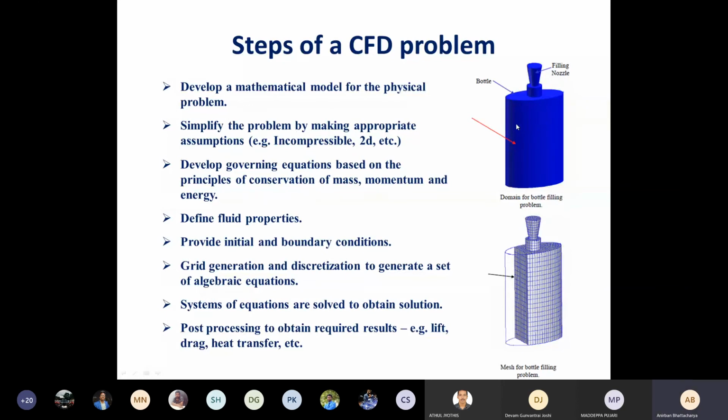You have a bottle which needs to be filled. You have a filling nozzle, and the bottle is filled with a fluid. We want to study this filling problem, how the flow pattern develops inside this. If I want to solve using an analytical solution, I can only calculate basic things like what is the filling rate, but I cannot actually capture what is the velocity evolution inside.